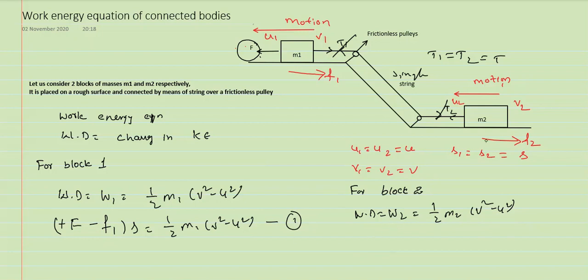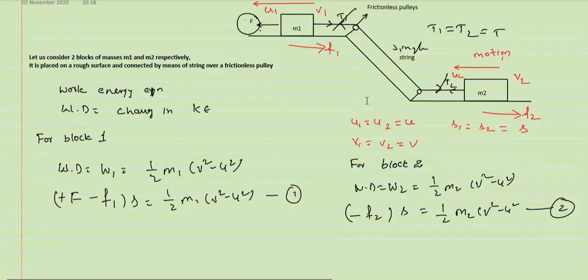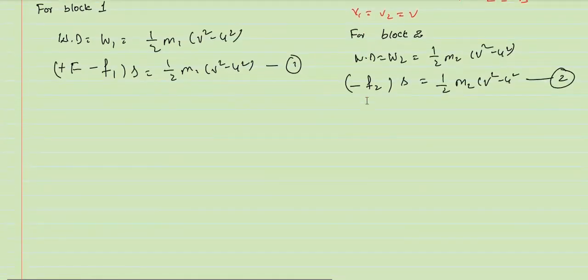Similarly, the work done along the horizontal plane, that is along the motion of the body, is minus F2 into S2, but S2 is equal to S, so minus F2 S is equal to half M2 into V square minus U square. That is equation number 2. Since these two bodies are connected with each other, the work done on body 1 and the work done on body 2 should be added, because these are connected by a single string.